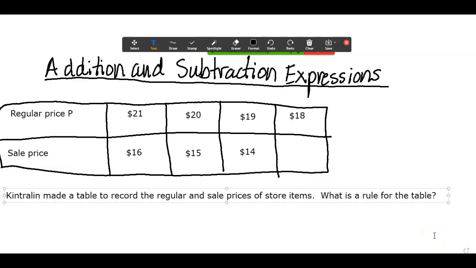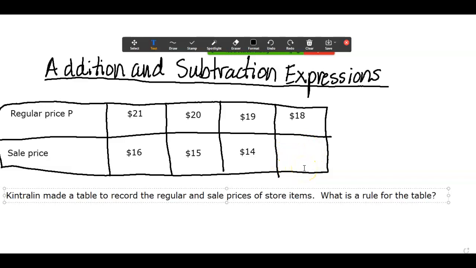Today's lesson is on addition and subtraction expressions. Remember, an expression is a number sentence without an equal sign. So what we're going to be doing today is looking at tables, like this table that you see here, and we are going to be doing two things. We're going to be finding the rule for the table, and then we're going to be finding the missing part.